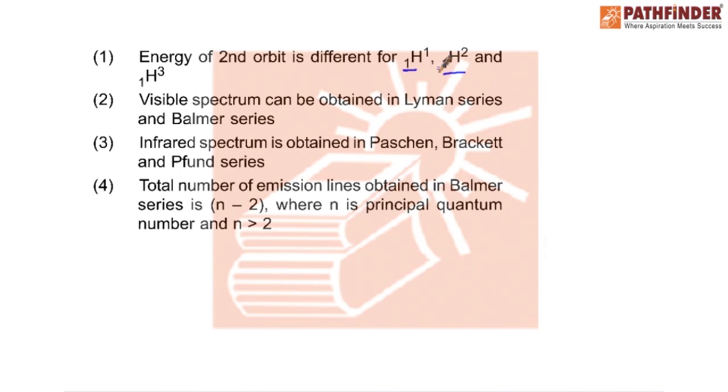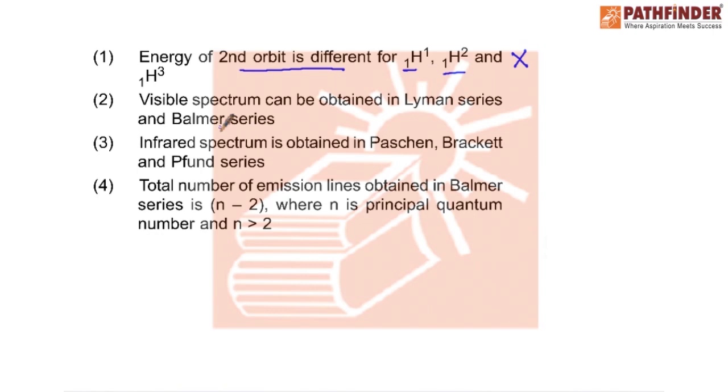Now see, the number of protons and the number of outermost electrons in all of these species are the same, only differing in the number of neutrons. Now the energy of any orbit depends on the number of protons in the nucleus and the number of electrons in the outermost shell. That is the same for all these atoms, 1H1, 1H2 or 1H3. So it is obviously not correct that the energy of the second orbit is different. This is not correct.